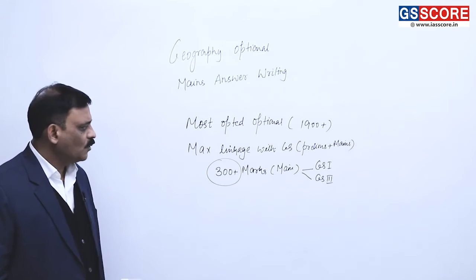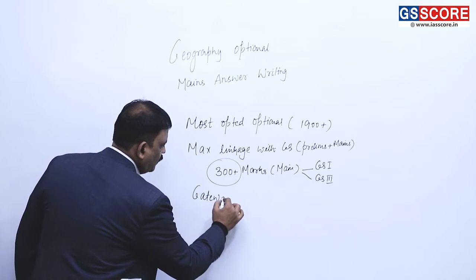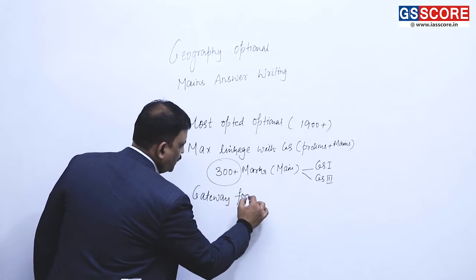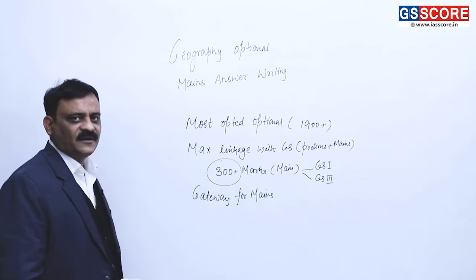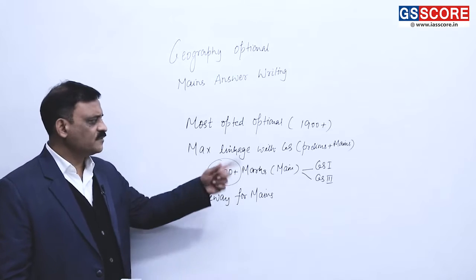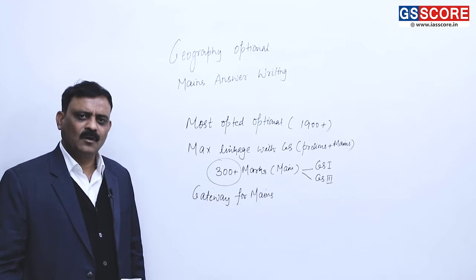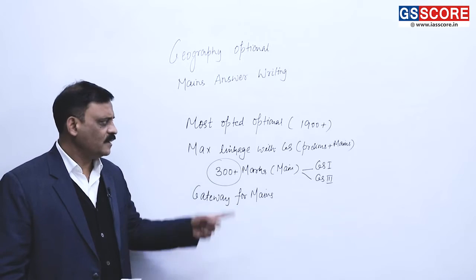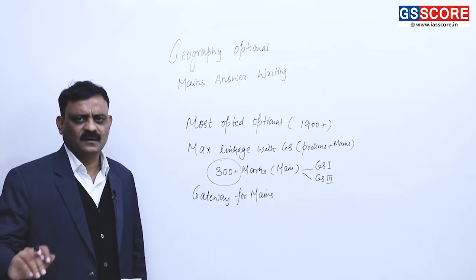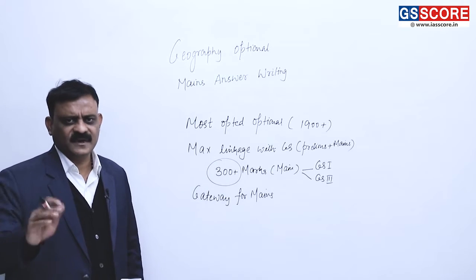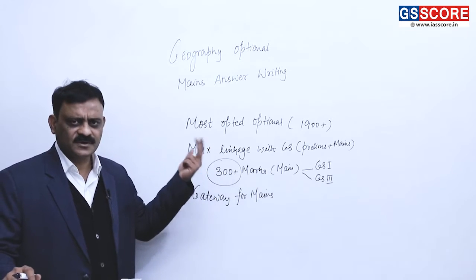So you can call this subject a gateway for mains, because most of the students going for the mains examination belong to the domain of geography: 1900, while other subjects may be around 1600 or 1500. You can refer to the latest data on the UPSC website and cross-check it.